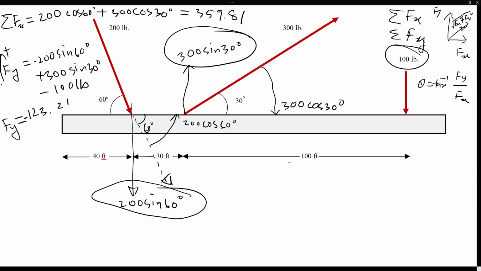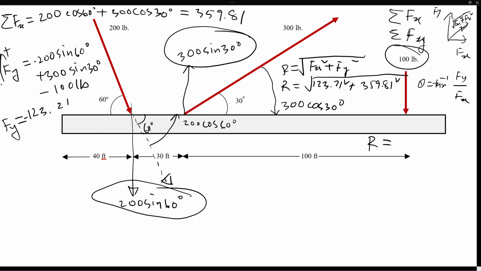Now if you calculate the resultant, R is the square root of Fx squared plus Fy squared. So if you put all these numbers here, 123.21 squared plus 359.81 squared, and then the square root of that. So that is the R. The resultant I calculated was approximately 380 pounds.